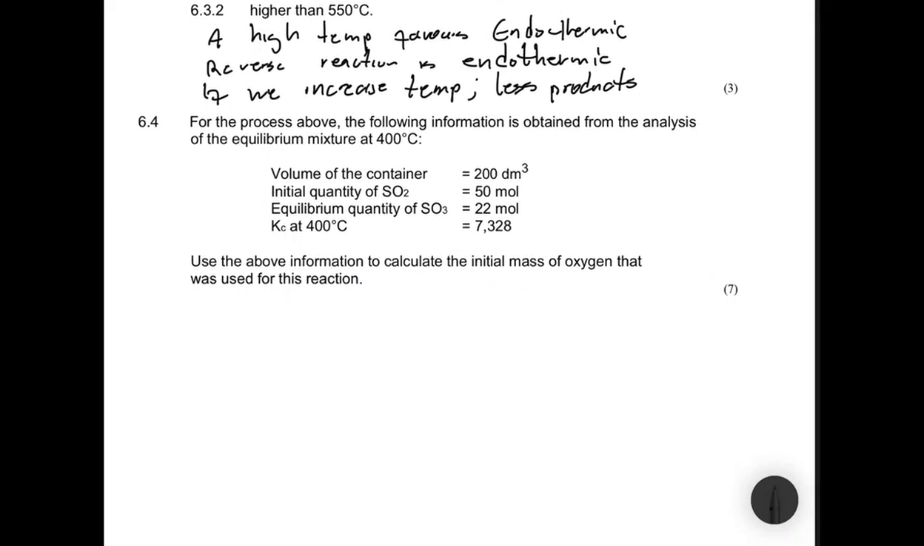6.4 is saying for the process above, the following information is obtained from the analysis of the equilibrium mixture at 400 degrees Celsius. The volume of the container is 200 decimeter cubed. The initial quantity of SO2 is 50 moles. The equilibrium quantity of SO3 is 22 moles. And the Kc at 400 degrees Celsius is 7.328. Use the information above to calculate the initial mass of oxygen that was used for this reaction. So we're still going to follow the usual technique we use when we want to find Kc, but the only difference here is that we're going to have a value for Kc. We're going to be solving for the number of moles of the oxygen, and from the number of moles of the oxygen, we're going to be able to determine the mass.